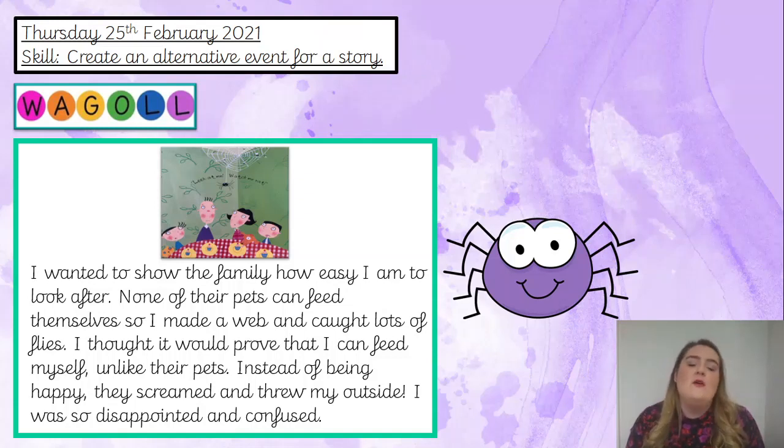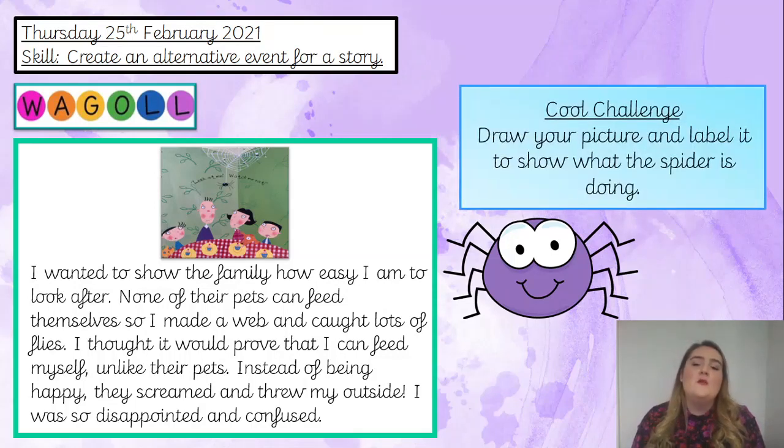Why do we think the spider might be confused, do we think? Okay, so the spider might be confused because actually she's a really friendly spider, isn't she? And she might be thinking, I don't understand why the family aren't understanding that I'm a friendly spider and that I can do all of these amazing things that their pet can't. So she might be a little bit confused as to why they don't want her as the family pet.